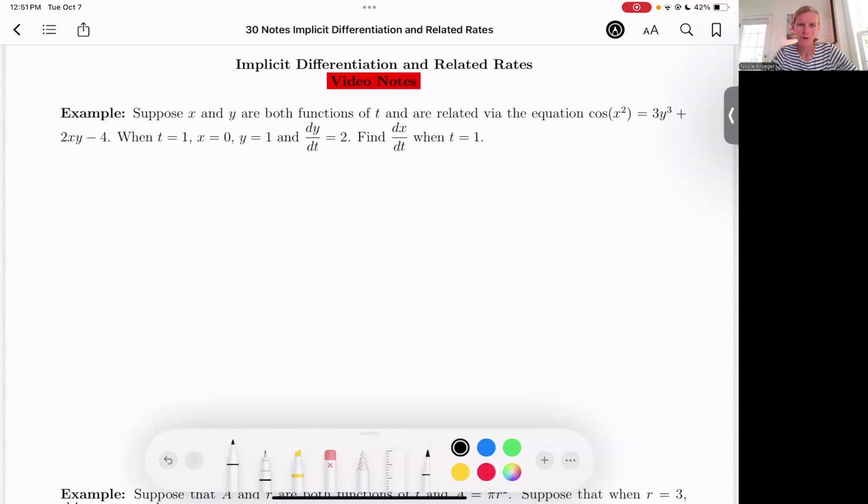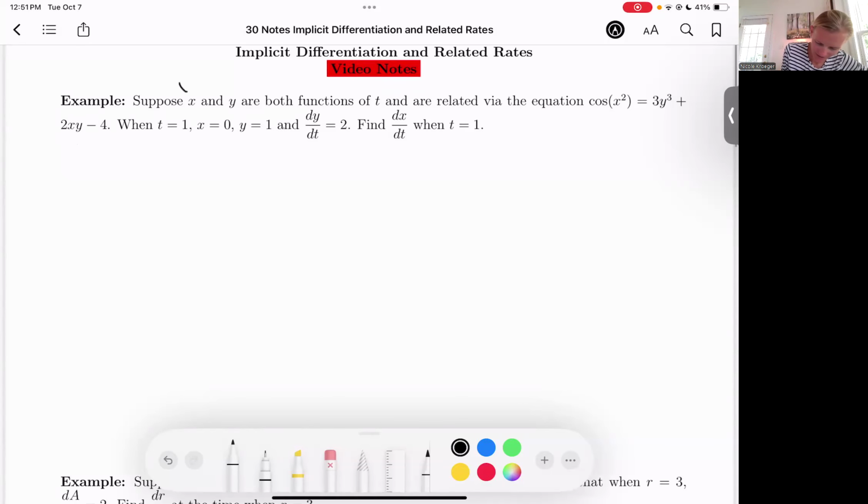We're going to go ahead and do a few more implicit differentiation examples with the goal of being able to learn related rates, which is an application of implicit differentiation. So in this first problem, we're going to suppose that x and y are both functions of time. Before we were thinking of y as a function of x, now we're thinking of x as a function of time and y also as a function of time.